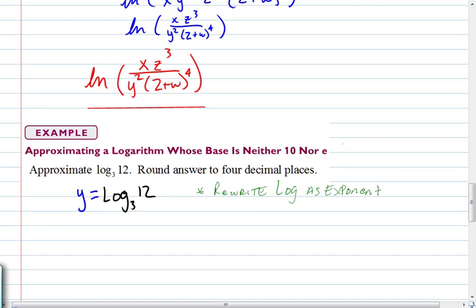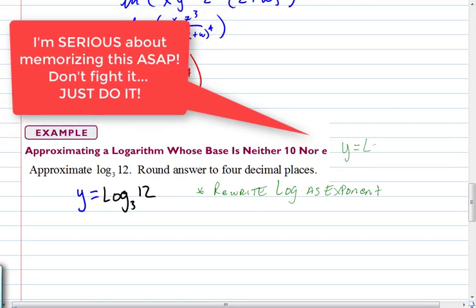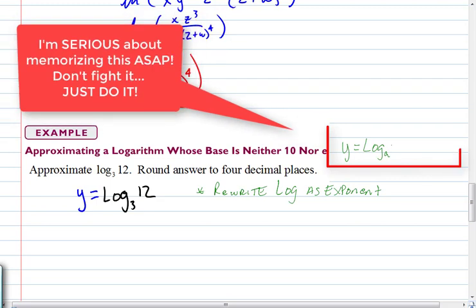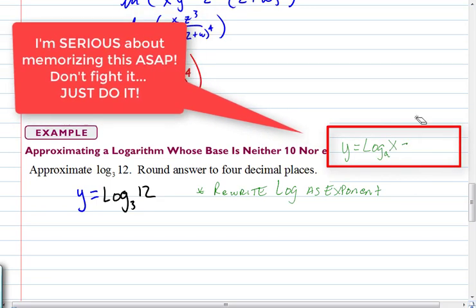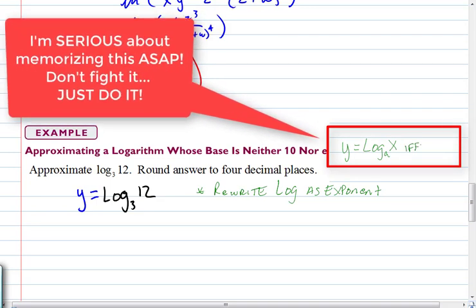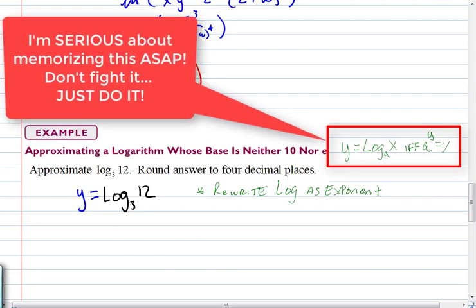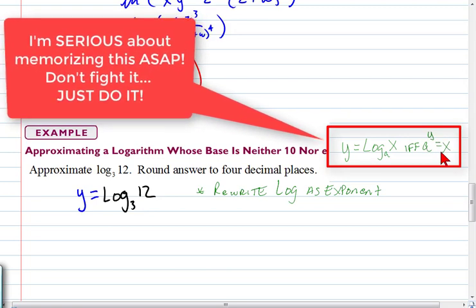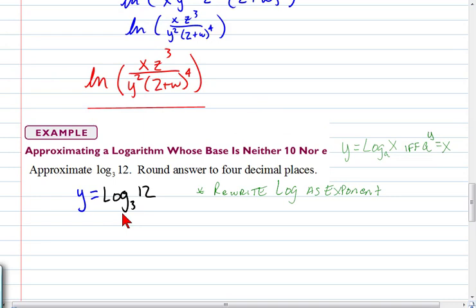Remember the definition of a log, and this needs to be committed to memory as soon as humanly possible. y equals log base a of x if and only if a to the y equals x. Remember, it's an exponential, but we switch x and y. Rewrite this expression now as an equivalent exponent. What are we going to get? 3 to the y equals 12.